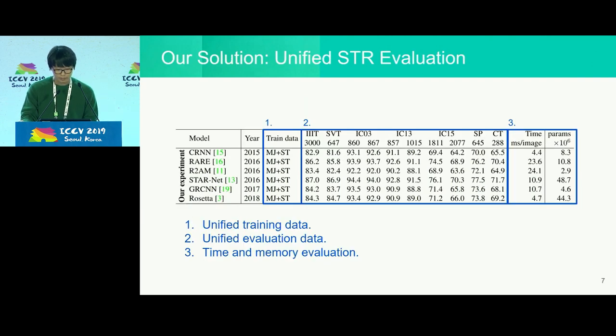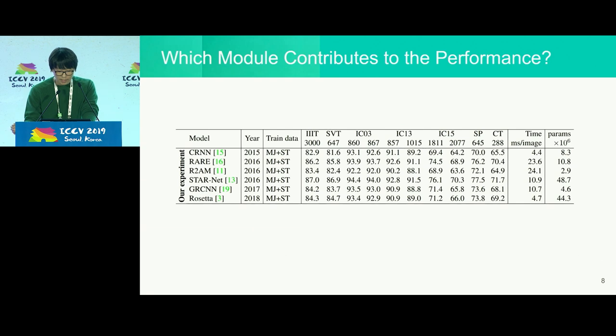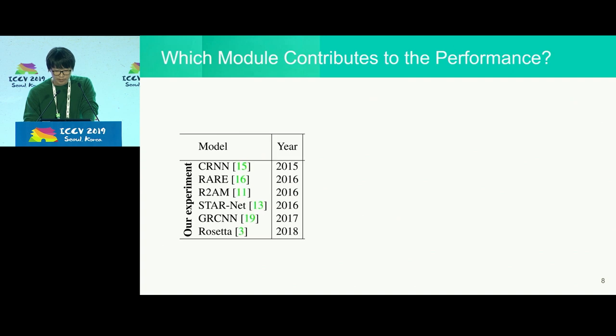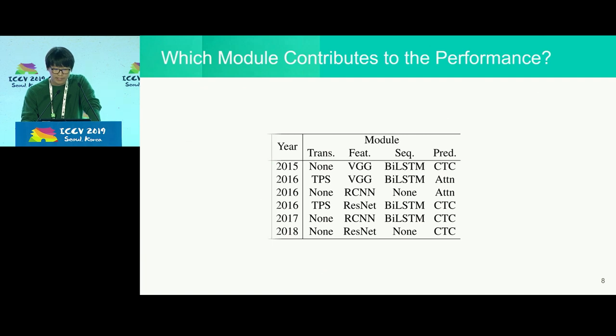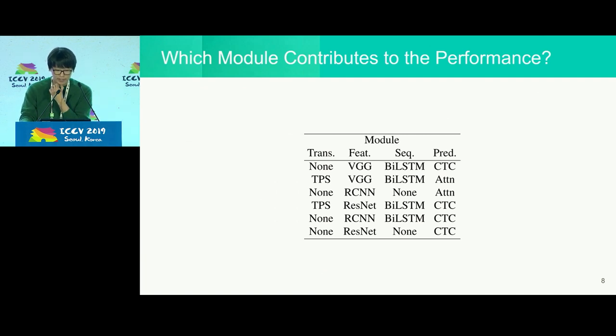Our solution to this problem is a unified STR evaluation. We unified training data and evaluation data and have measured time and memory consumption for each method. Now that we have unified evaluations, we wonder which modules in each method are really responsible for the improved accuracies. So for that, instead of regarding methods as mere names, we regard them as a combination of four modules.